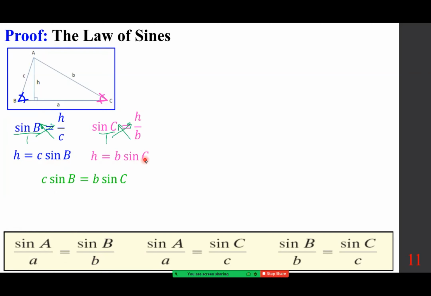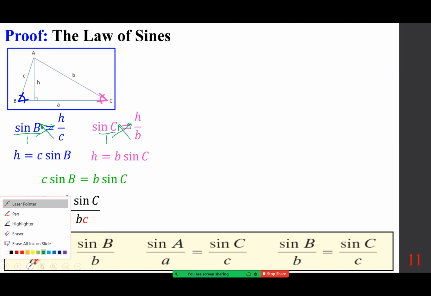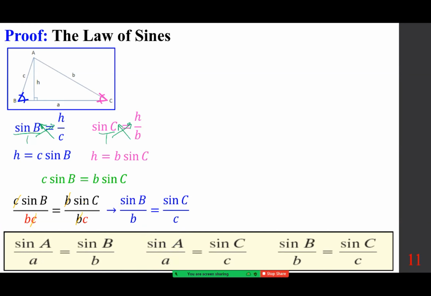We're going to divide both sides by C as well as B to get rid of them. So let's divide both sides by BC. So what happens in this case, the C crosses out. In this case, C goes away. In this case, B goes away, and we have this.